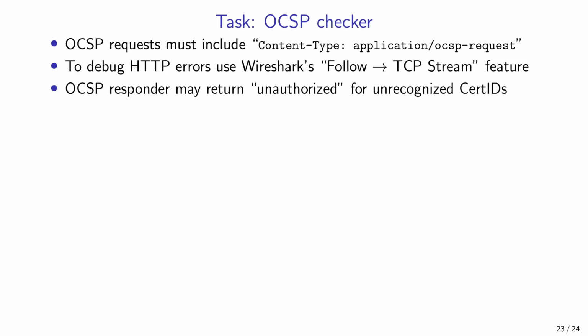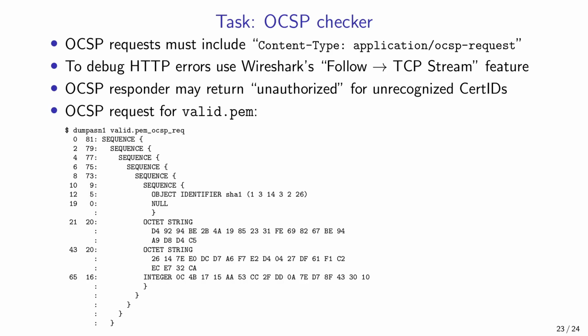Note that an OCSP responder may return unauthorized for unrecognized cert IDs. This will happen if the OCSP server has access only to pre-generated OCSP responses. In this case, the server does not have access to the OCSP signing key, and therefore it cannot return a signed OCSP response containing the status unknown. Therefore, as a workaround, if it receives a request for a certificate for which it does not have a pre-generated response, it simply returns an error code. So if you get this response, make sure that your cert ID in the OCSP request is constructed correctly and that the certificate you're checking has not expired.